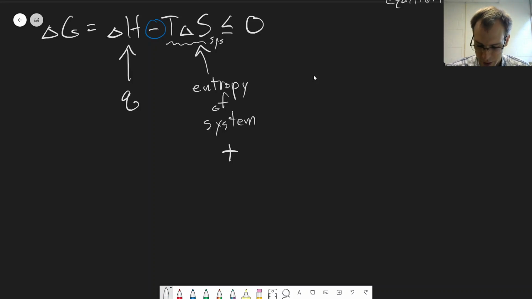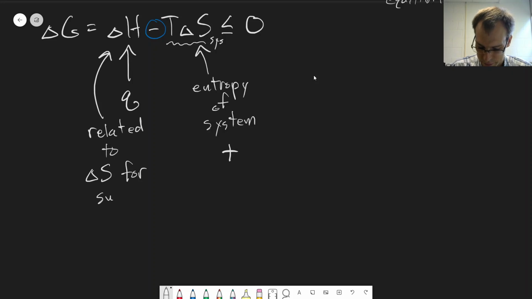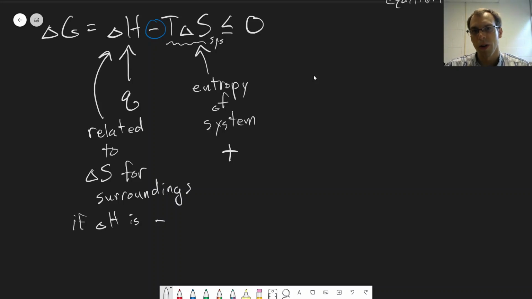Now, the other side of this is that we also have the heat exchange with the surroundings. So we have the delta H side of this as well. And the release of heat into the surroundings or the absorption of heat from the surroundings also contributes to the overall entropy change for the whole universe. So we can think of delta H, the heat, being related to the entropy change, delta S, for the surroundings. And so if delta H is negative, then that will overall lead to an increase in entropy in the surroundings, because as we release heat out, we're dispersing the energy more broadly.